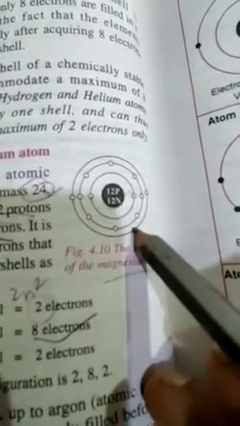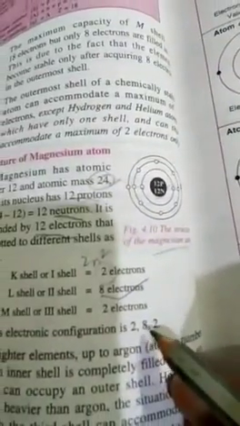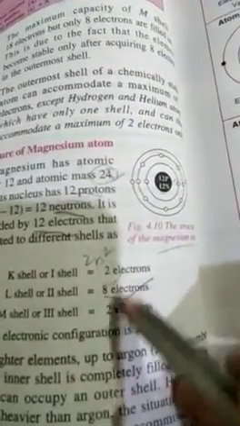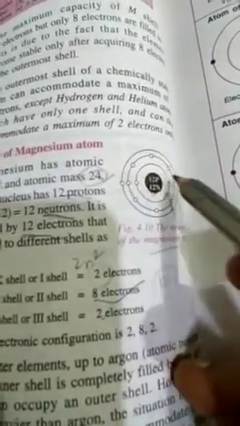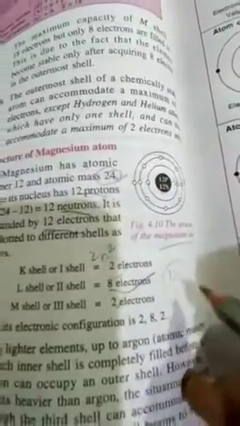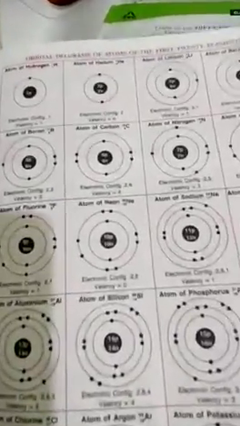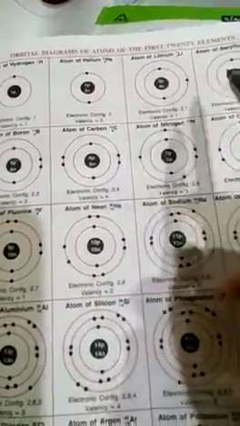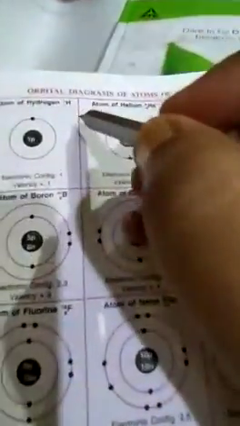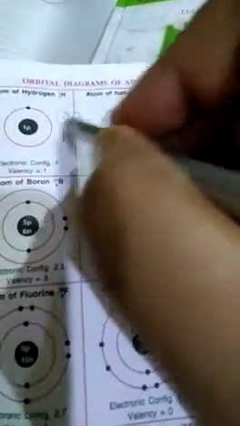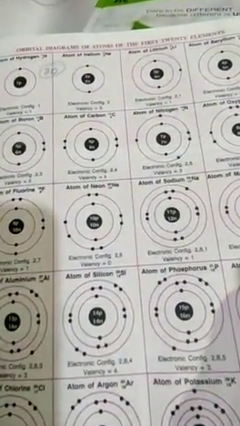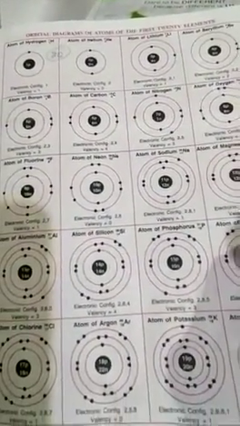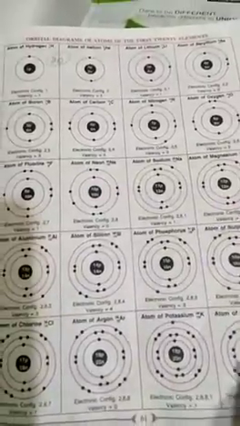1, 2, 3, 4, 5, 6, 7, 8. So in the last shell 8, 9, 10 plus 12. So 12 is the atomic number. So in the last shell you will fill the remaining 2 electrons. So in this way there are orbital diagrams of different atoms. So all of you have to learn the first 20 elements' atomic numbers. So you will be able to draw the atomic structure or orbital diagram of these elements.